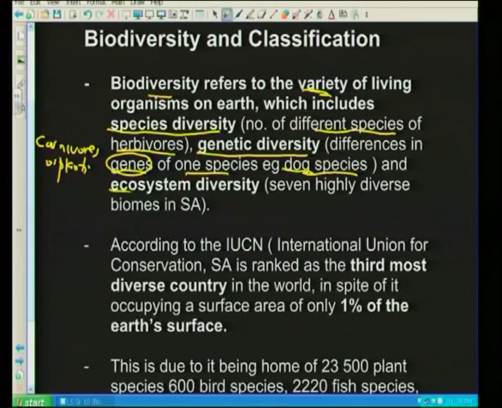Then we look at the ecosystem diversity. And the ecosystem diversity is due to the 7 highly diverse biomes in our country, South Africa. We will later focus on some of the pictures that illustrate species diversity, genetic diversity, and ecosystem diversity.